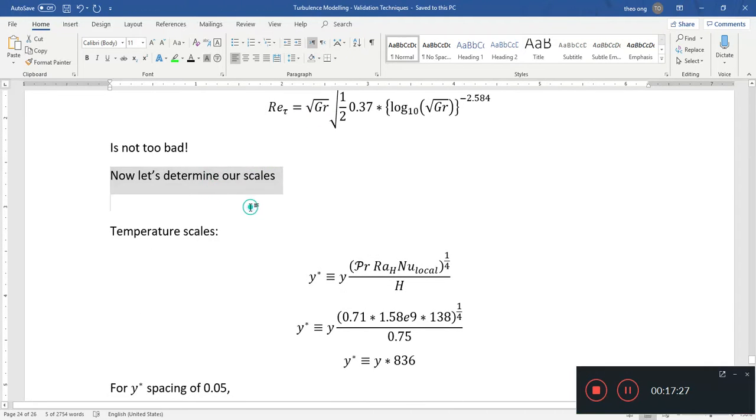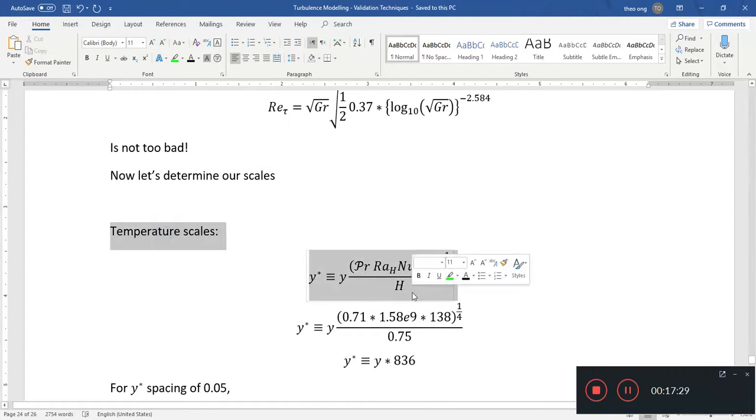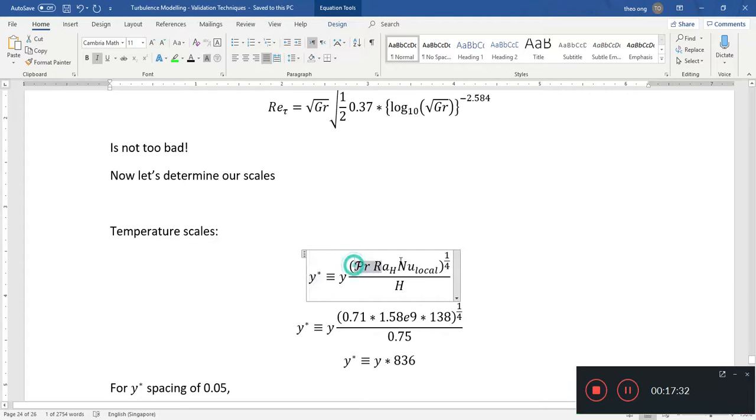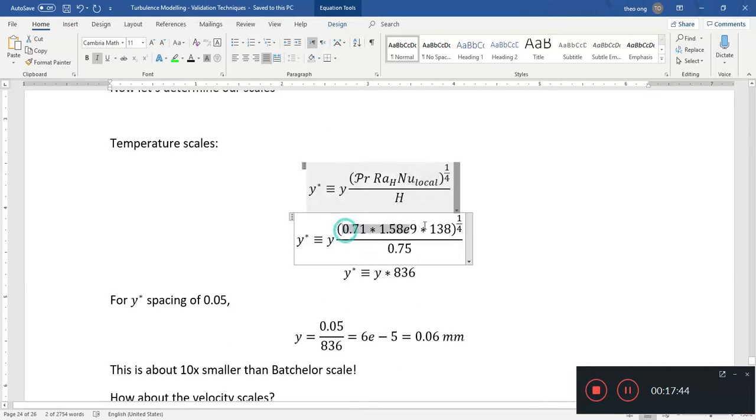Okay, so next thing, we want to try and validate our temperature scales. So let's try substituting all the relevant numbers in. The Prandtl number is about 0.71, Rayleigh number, of course, 1.58 times 10 to the 9, Nusselt number 138. I just plug and play all these numbers, and I plug in the characteristic height, and all of this together is about 836. Calculate in Excel. So we have y 0.05 over 836. Actually, that gives you about 0.06 mm for this smallest mesh size.